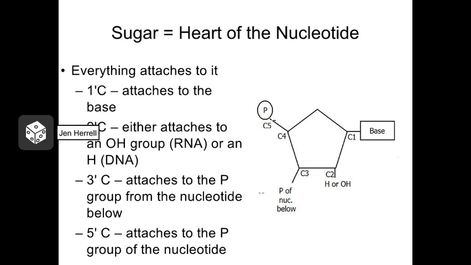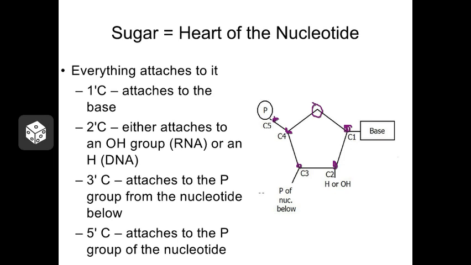I like to think of the sugar as being the heart of the nucleotide because it's really the molecule that connects everything together. Let's take a closer look at it. First of all, we have 5 carbons that make it up. There's carbon 1, carbon 2, carbon 3, carbon 4, and you might think that carbon 5 is over here, but that's actually an oxygen atom. Carbon 5 is over here. It kind of sticks out on a branch by itself between carbon 4 and the phosphate group.